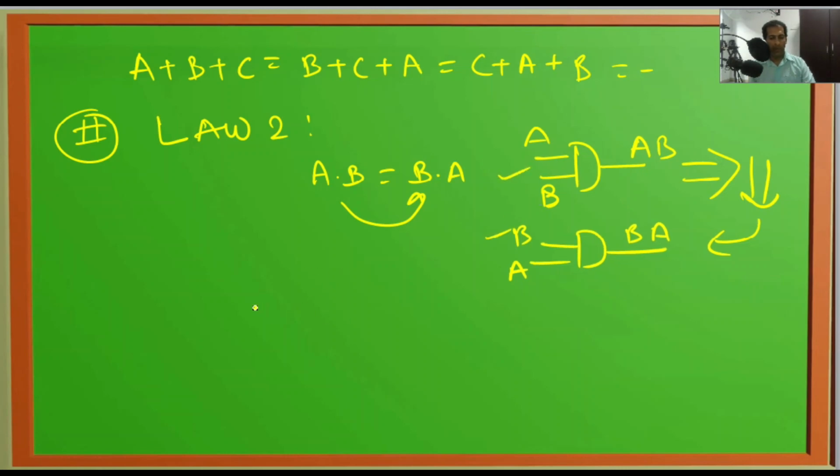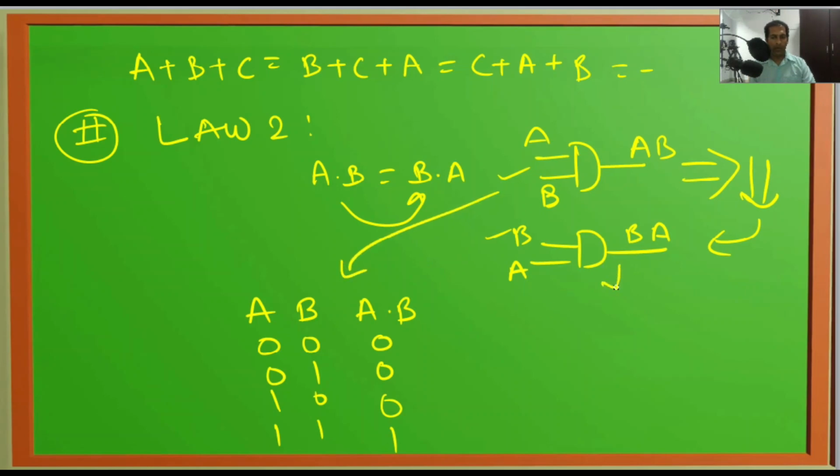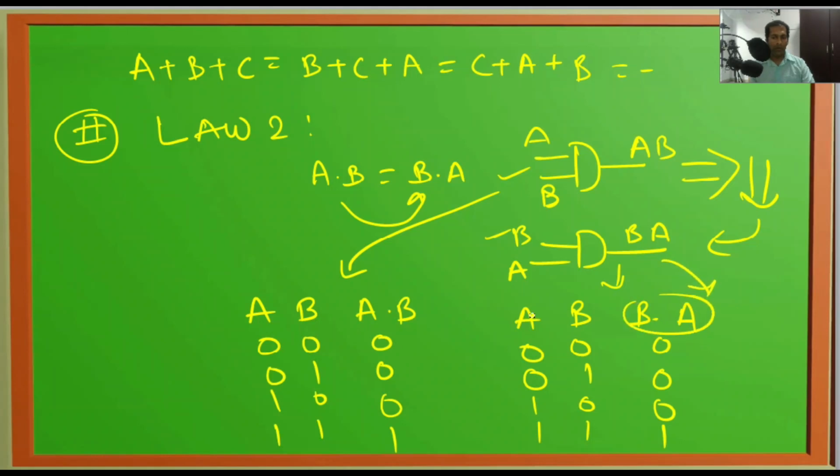In truth table form also, if you want to write, it will have the same truth table. 0, 0, 0, 1, 1, 0, 1, 1, 0, 0, 0, 0, 1, 0, 1, 0, 0, 1, 1, 1. This is for this diagram. Now for this diagram, say we have A, B, then B dot A. Here we have 0, 0, 0, 1, 1, 0, 1, 0, 0, 0, 0, 1, 0, 1, 0, 0, 1, 1, 1. So this output is same. So this is the commutative law.